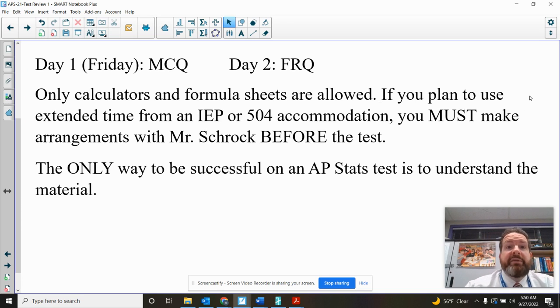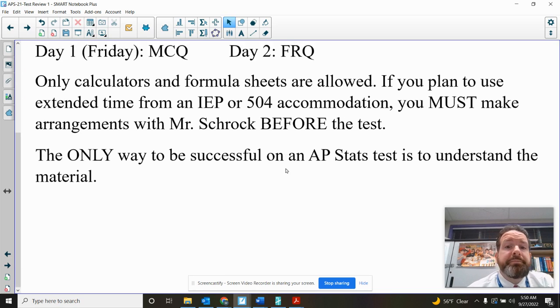For those of you that have an IEP or a 504 that lets you use extended time, if you want to do that, which you are allowed to do, you must arrange that with me ahead of time. I've got to know your plans before the test happens. There's a lot of reasons for that. So make sure that before our test starts on Friday, if you have an accommodation for extended time, you make sure we talk to get that set up.